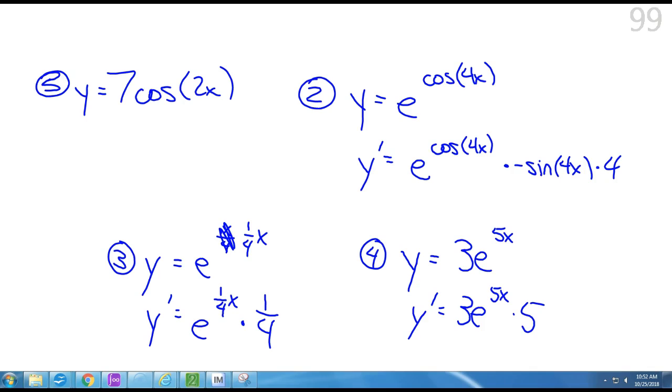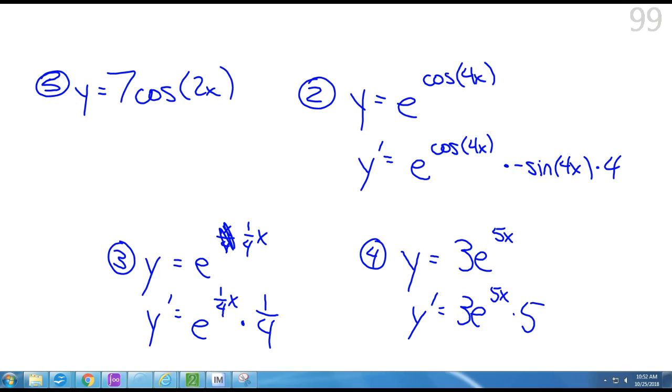And I can show you why too. So it's not just like memorizing, but I'll show you why I go through this one. Yeah, so your answer would be negative 7 sine of 2x times 2. Let me show you why the constant drops, because that's probably more likely to remember.